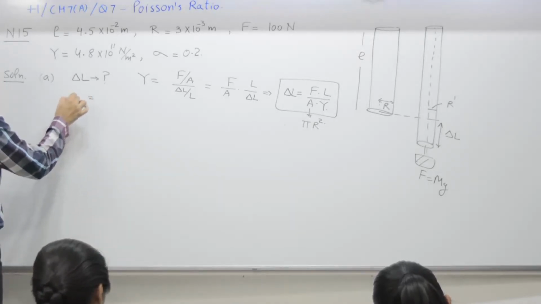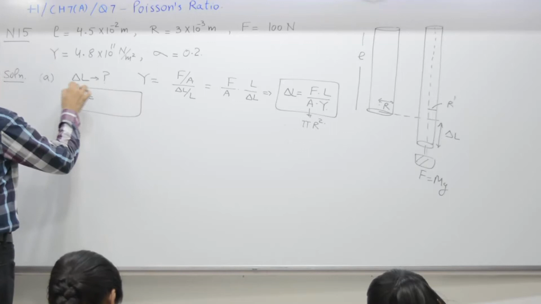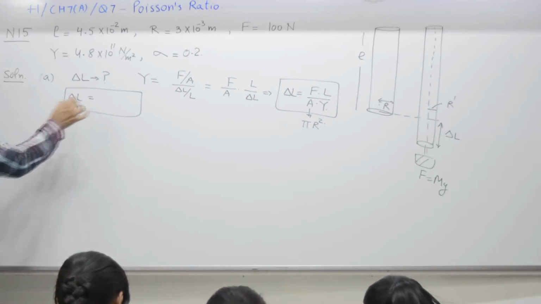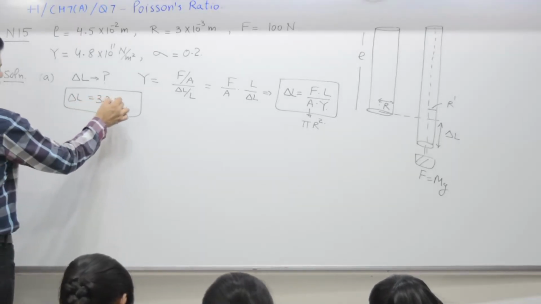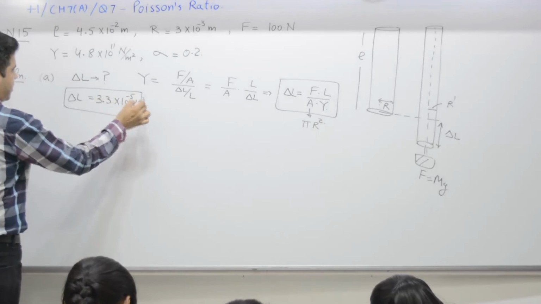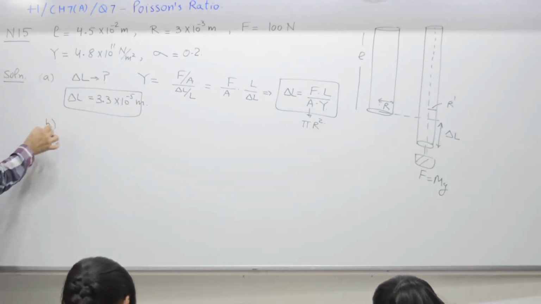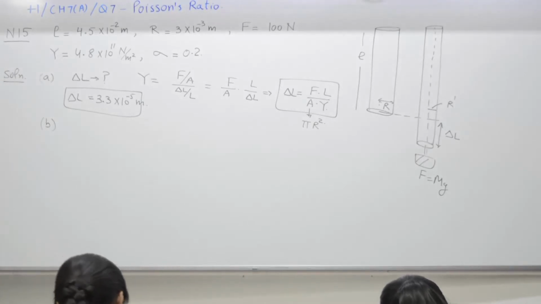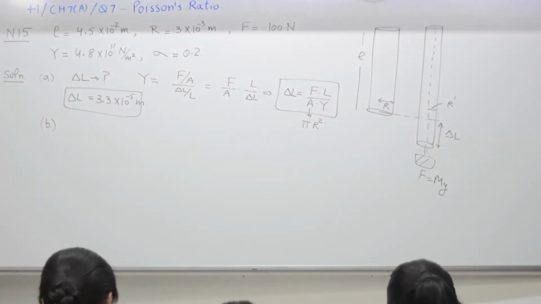It comes out to be delta L. You can leave the calculation part. I will just write down: 3.3 into 10 power minus 5. After some time you can confirm. B part, yes. B part is what? Leave the calculation part, please. Refer to the B part.